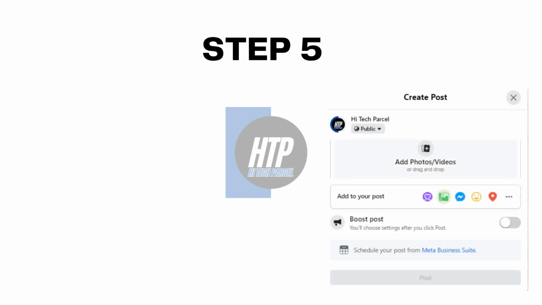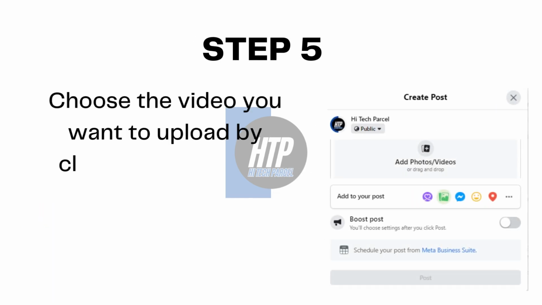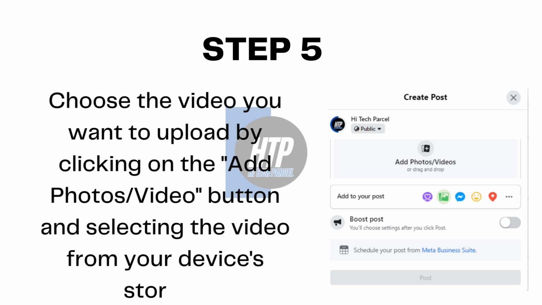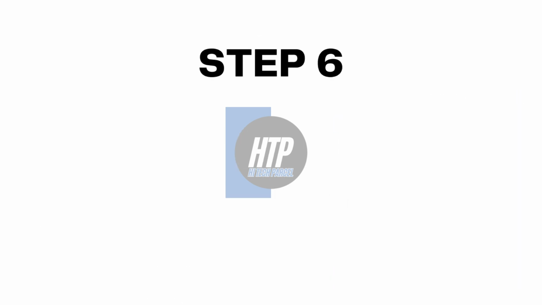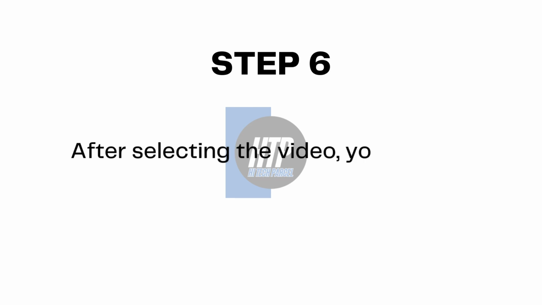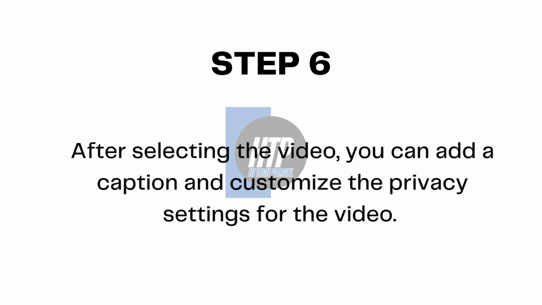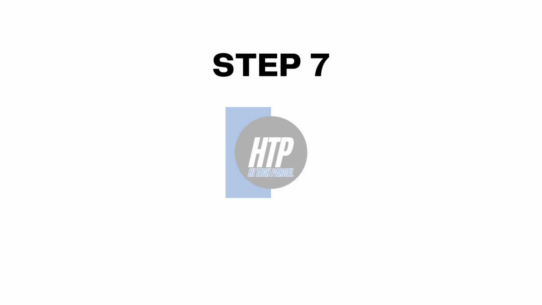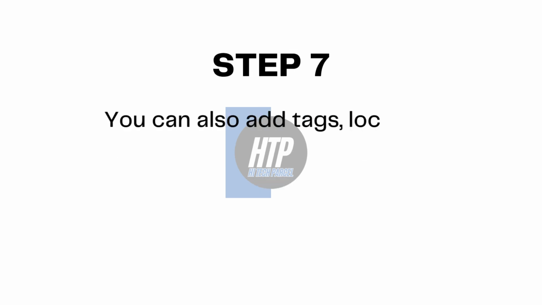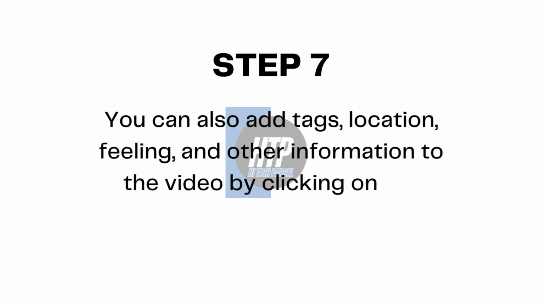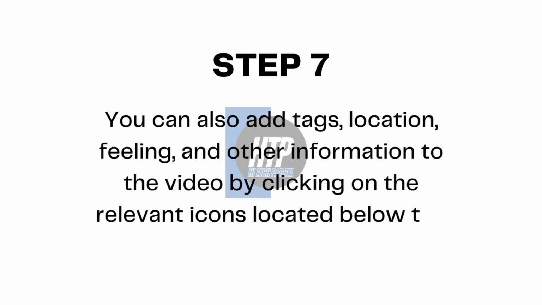Number 5. Choose the video you want to upload by clicking on the Add Photo Video button and selecting the video from your device storage. Number 6. After selecting the video, you can add a caption and customize the privacy setting for the video. Number 7. You can also add tags, location, feeling, and other information to the video by clicking on the relevant icons located below the caption box.